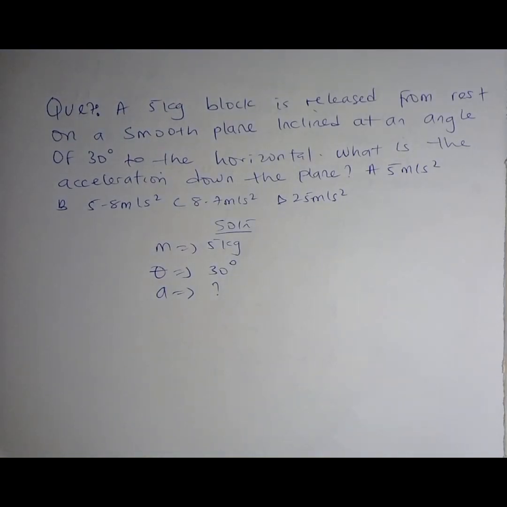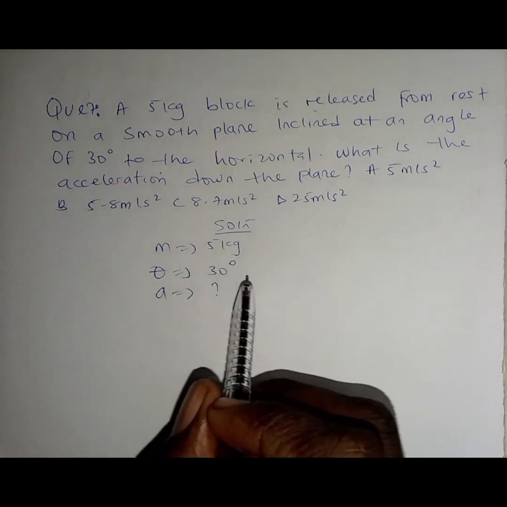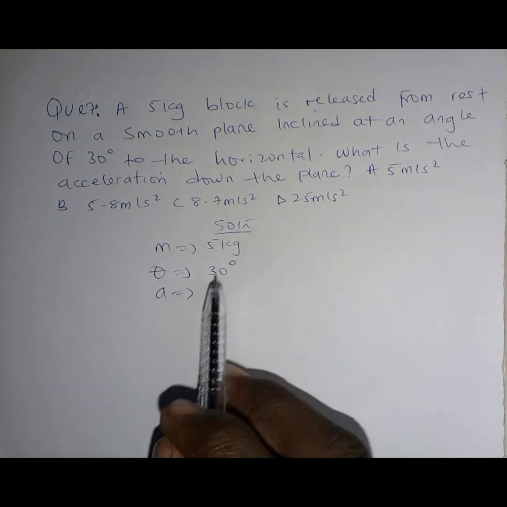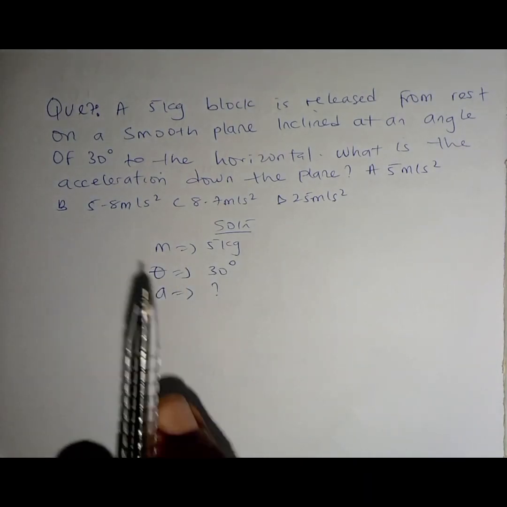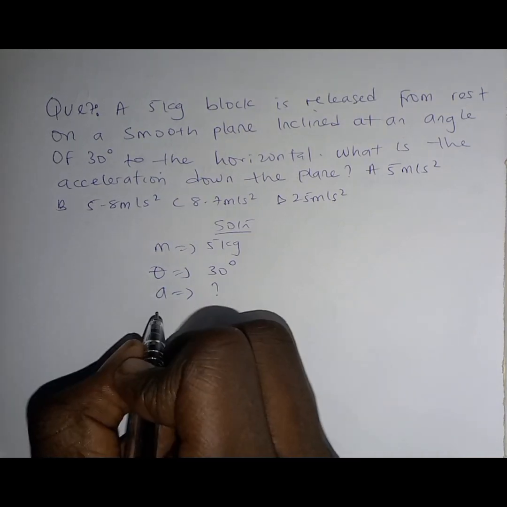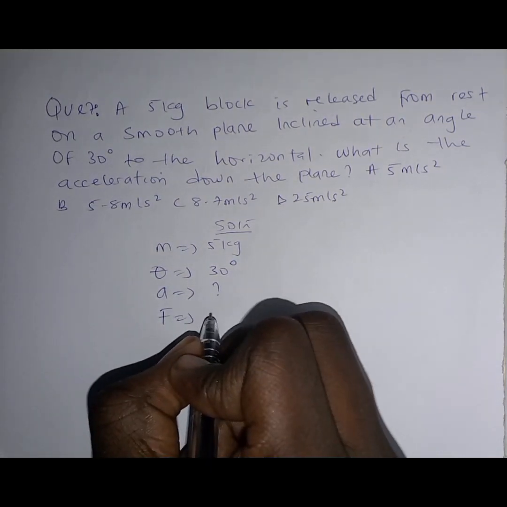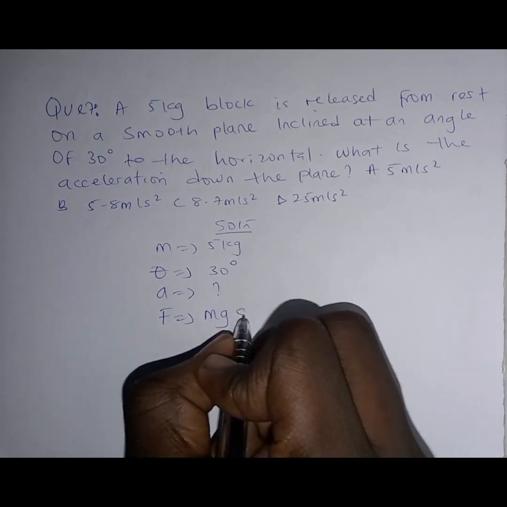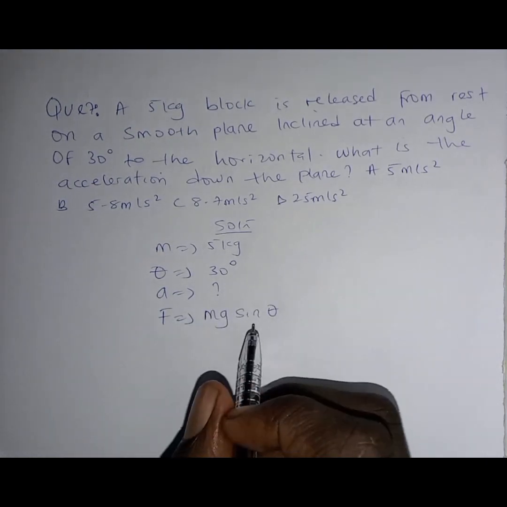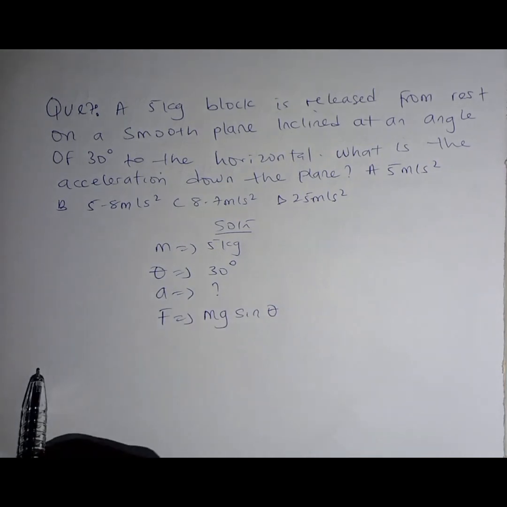Now we need to know the force acting on this plane. To understand this carefully, you need to check my video on friction and force on inclined plane. I'll drop the link in my description below. So you need to know the force acting along the inclined plane, and the force acting along the inclined plane is F equals to mg sine theta.